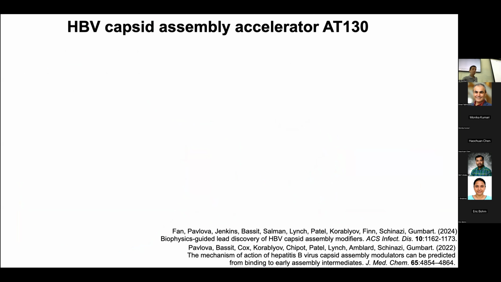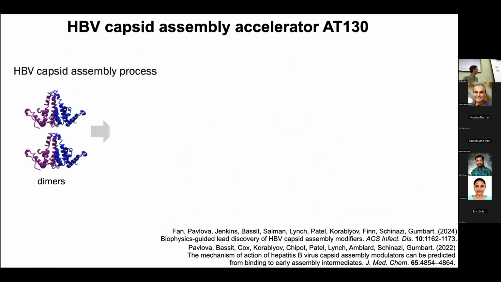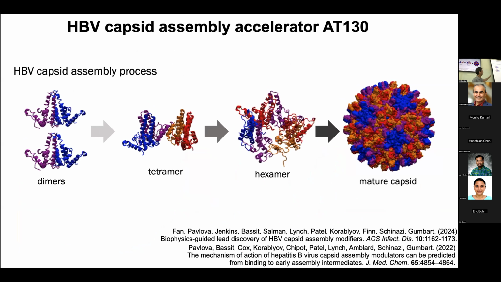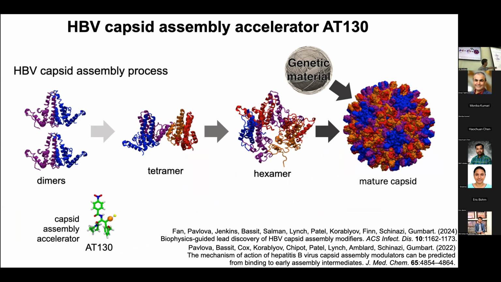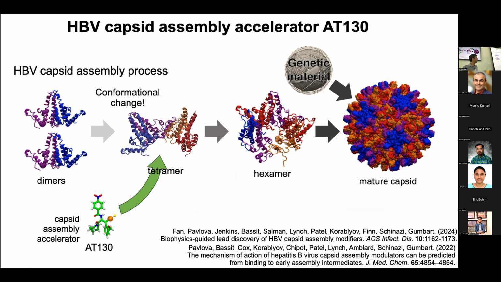So here's an example of the effects of a small molecule that's already known called AT130. This is the assembly process. Dimers of the protein go to tetramers, go to hexamers, and eventually bind all together into the capsid that has the genetic material inside. This small molecule, AT130, interferes somewhere in this process, changing the conformations of the proteins.